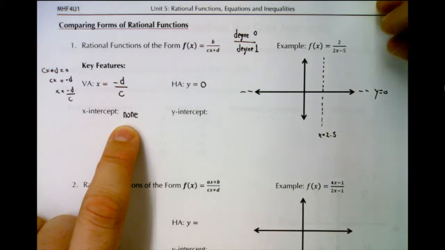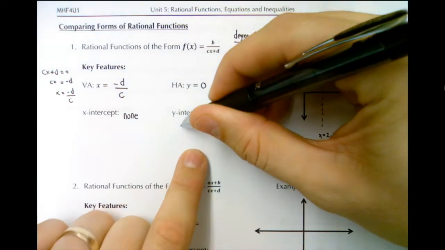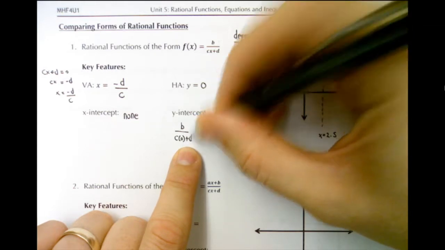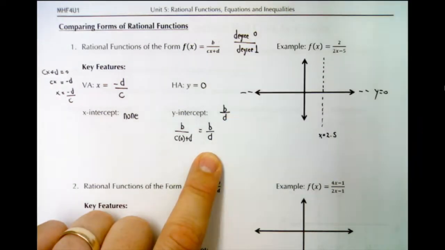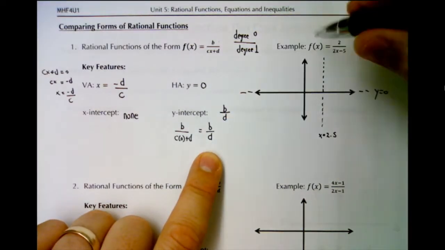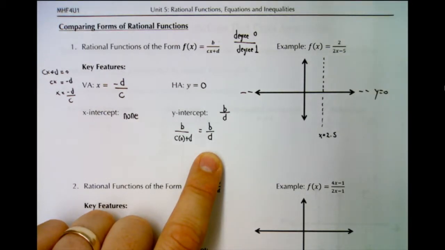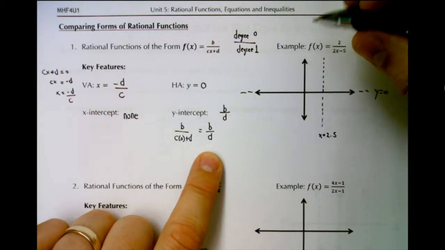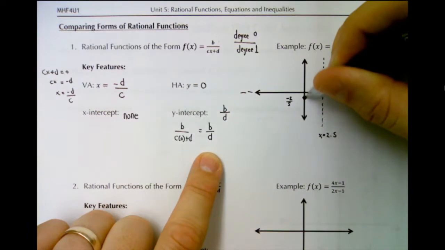No x-intercepts. Y-intercepts? Y-intercepts come from taking the whole function and replacing x with 0. If we do that, we would have b over c times 0 plus d, which would give us b over d. So our y-intercept is just b over d. And b over d in this case is 2 over negative 5, which is negative 0.4. So that means we have a point right here.